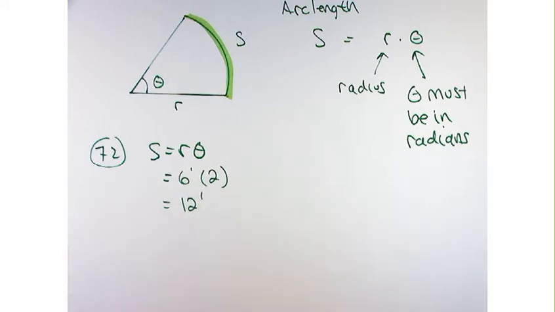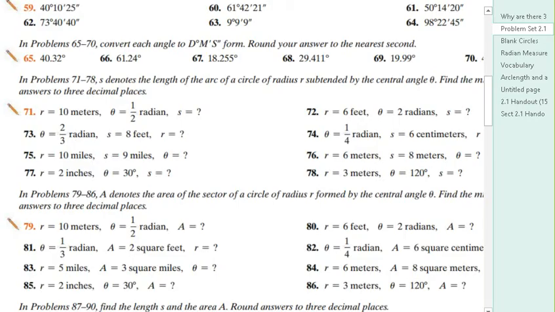And that's it. Now we were lucky in that one because they gave us an angle in radians to begin with. What if they didn't give you an angle in radians to begin with? What if they said, oh, okay, well, the radius is 2 inches and theta is 30 degrees. Well, okay. Could get something like that. Actually, we've done 30 degrees, so let's practice something different. Let's do number 78. R equals 3 meters. And theta is 120 degrees.